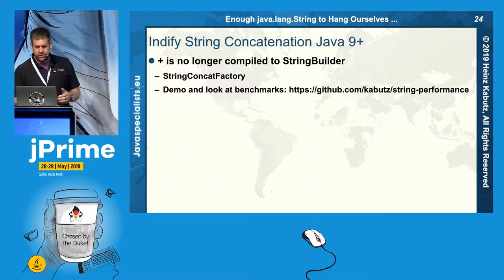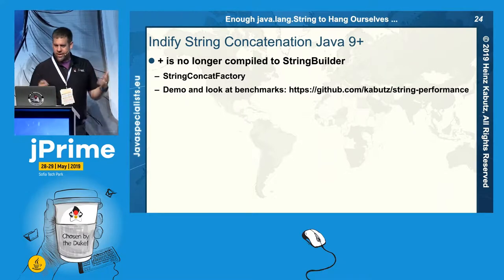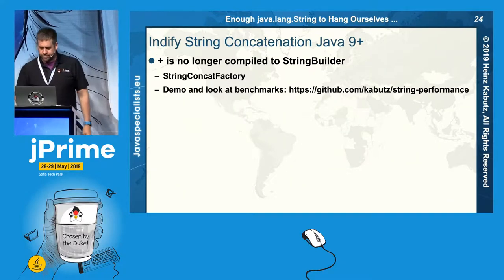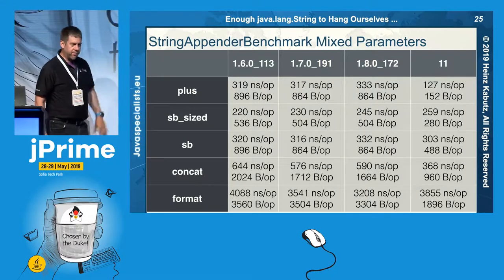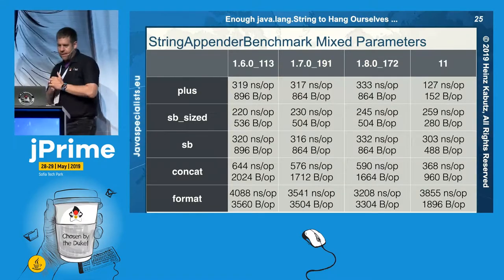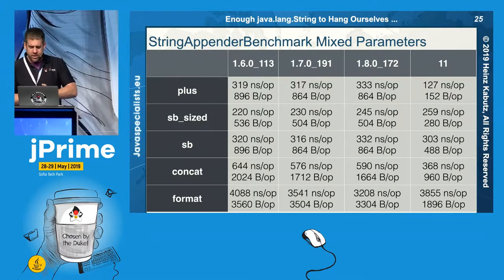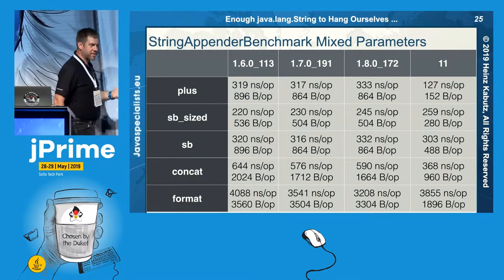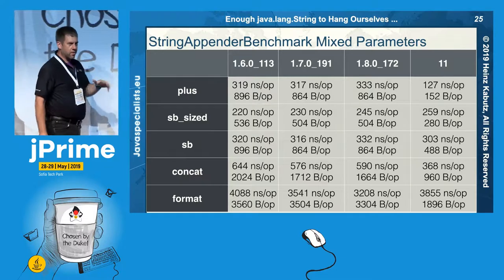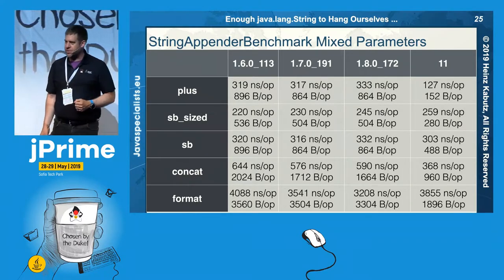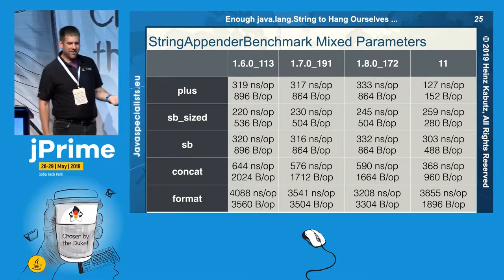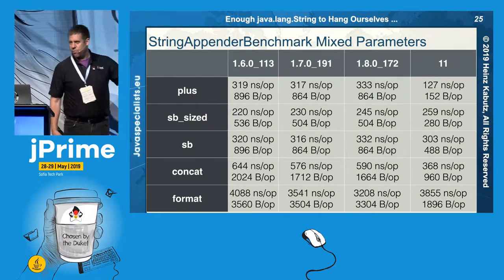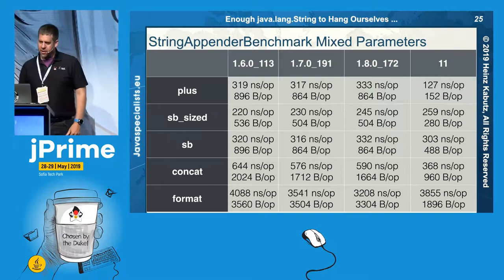Now, I've got benchmarks and demo and so on in my GitHub repository if you want to have a look at that. And we did a bunch of benchmarks, Dmitry Vasilenko and myself, on this. And the results were really interesting, because this is with mixed parameters. So the quiz I asked you at the beginning of this talk about the appending wasn't fair, because it was only strings. And there they were all the same, except format was slower.